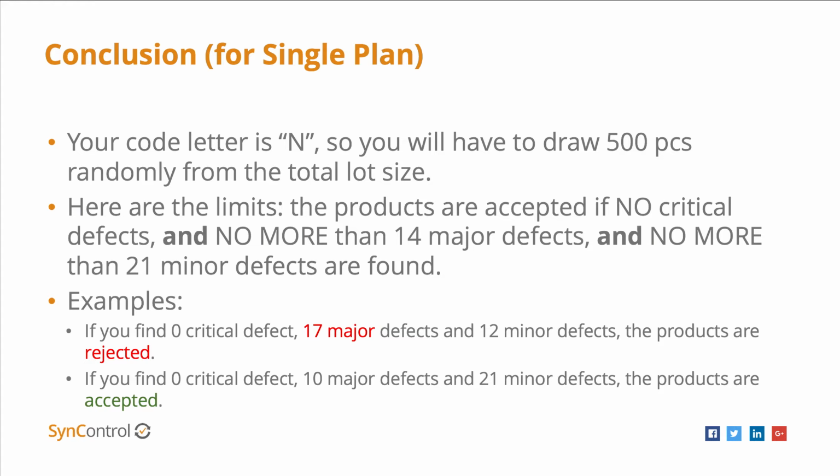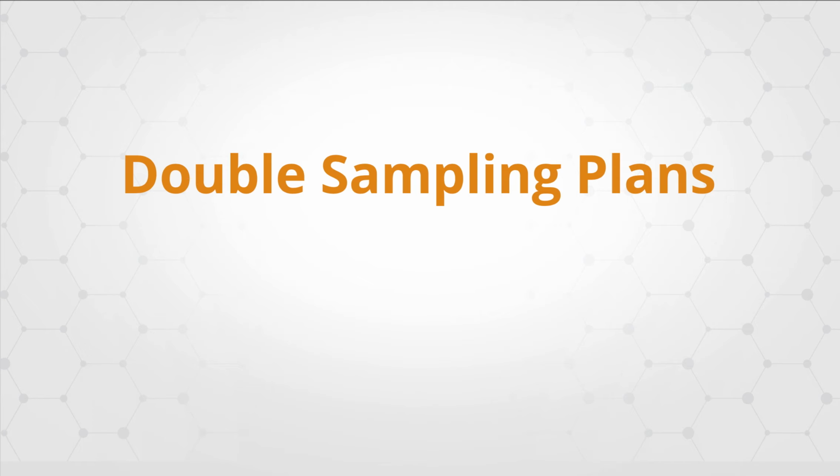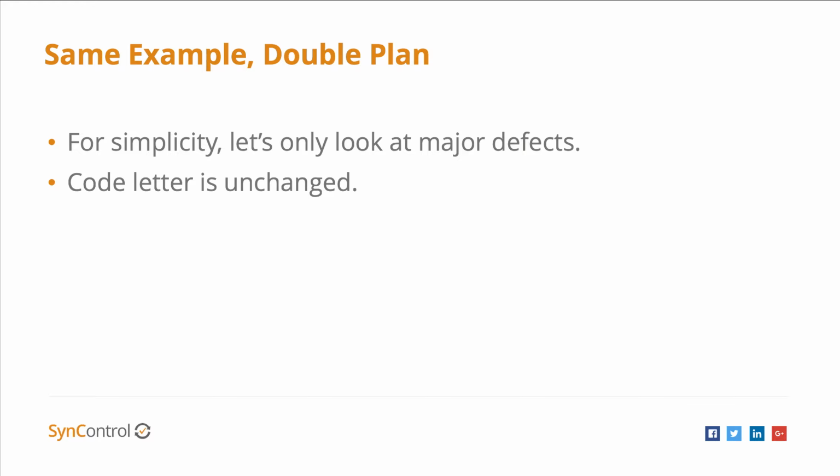It's not very complicated. So all of this was for single sampling plans. Now let's look at double sampling plans. What does this mean, double sampling plans? It means there are 2 steps. The inspector has to go through 2 steps when taking the samples and then checking and counting the defects.